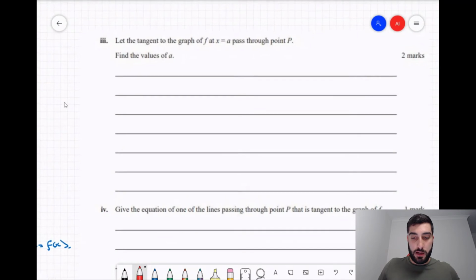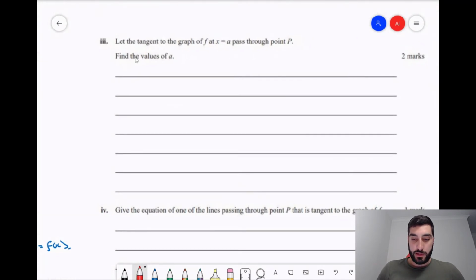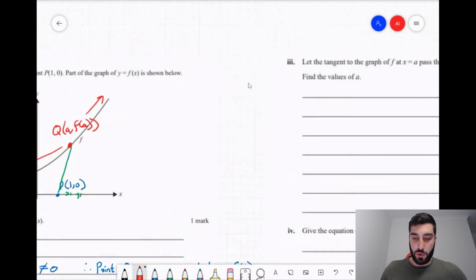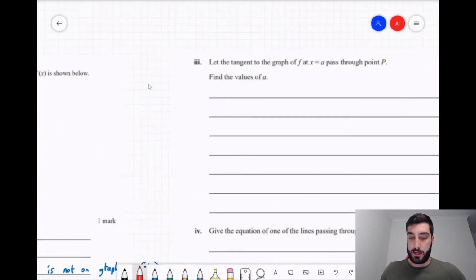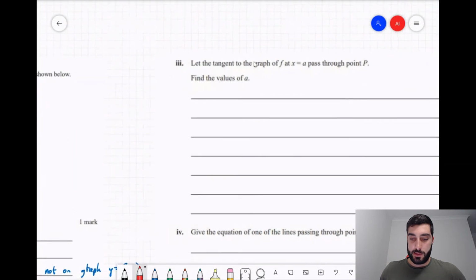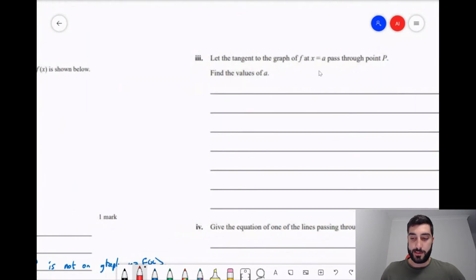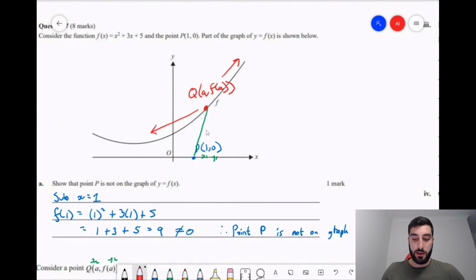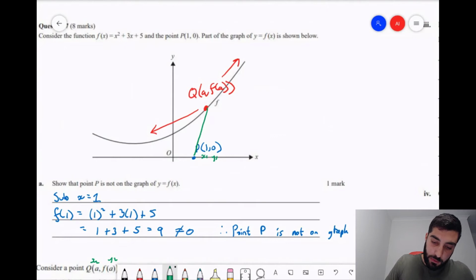Great, so part I. Let the tangent to the graph of f at x equals a pass through the point P. Find the values of a. Okay, you might have to think about this a little bit, and you may need to read the question a couple of times and try to visualize what's going on here. So how I understand this, it says let the tangent to the graph at the point x equals a, so that's at Q, pass through the point P. So essentially we want a tangent, but we want the tangent to pass through point P. So essentially, there are 2 ways that we could achieve that.